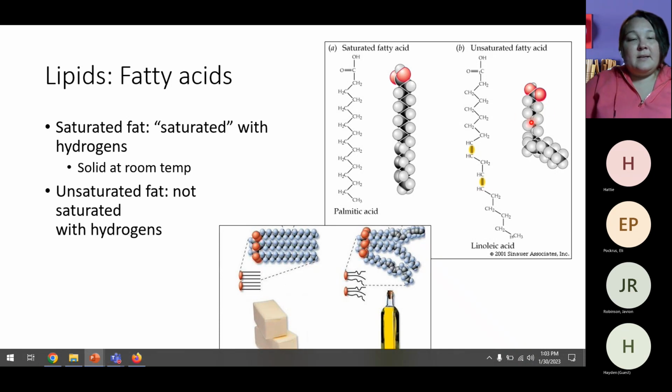Unsaturated fat is not saturated with hydrogens, so we've got some empty spaces here where there could be hydrogens, but there are not. And in order to compensate for that empty space, the molecule folds over to try and fill up the empty space. For this reason, unsaturated fatty acids have bends in their tails, like this one, so they cannot pack as closely together as the saturated fatty acids. So that makes them liquid at room temperature.